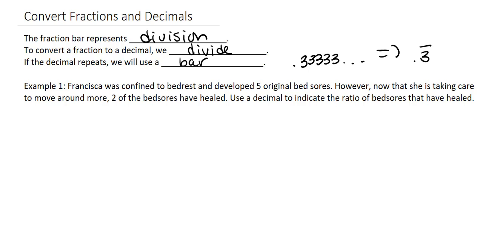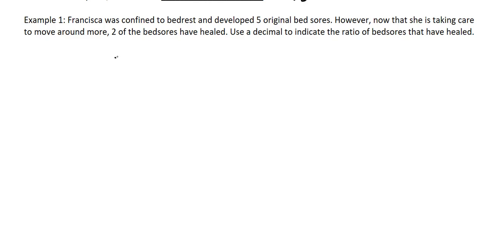Example 1. Francisca has been confined to bed rest and developed 5 original bed sores. However, now that she's taking care to move around more, 2 of the bed sores have healed. Use a decimal to indicate the ratio of bed sores that have healed. So 2 out of the 5 have healed.